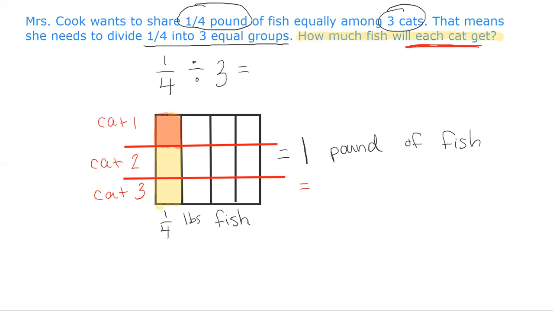So this 1 pound is now equal to 12 twelfths. You'll count and see that there's 12 pieces it's split into. So what does cat number 1 get out of those 12 twelfths? Well, it just gets 1/12. So you'll see each cat gets 1/12 of that 1/4 pound of fish.